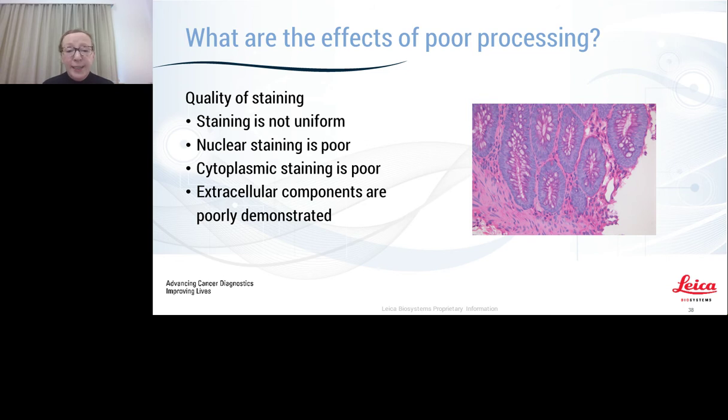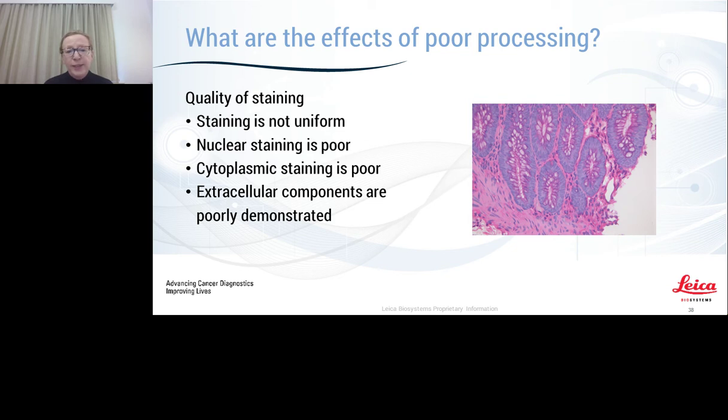Or the quality of staining. So the staining may not be uniform. Nuclear staining can be poor. We can see in this example that there is still water left in this section, and the nuclear staining has almost completely disappeared. You're just seeing what we would describe as a blue hue. The cytoplasmic staining could be poor, as it may have an effect with alcohol, or again, in this instance here, we can see that there is still a bit of water left in that tissue affecting the cytoplasmic stain as well, or that the extracellular components are poorly demonstrated.